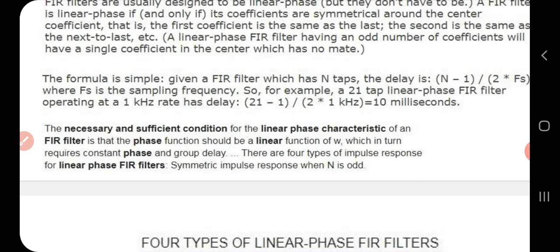So the necessary and sufficient condition for the linear phase characteristics of an FIR filter is that the phase function should be a linear function of frequency omega, which in turn requires constant phase and group delay.